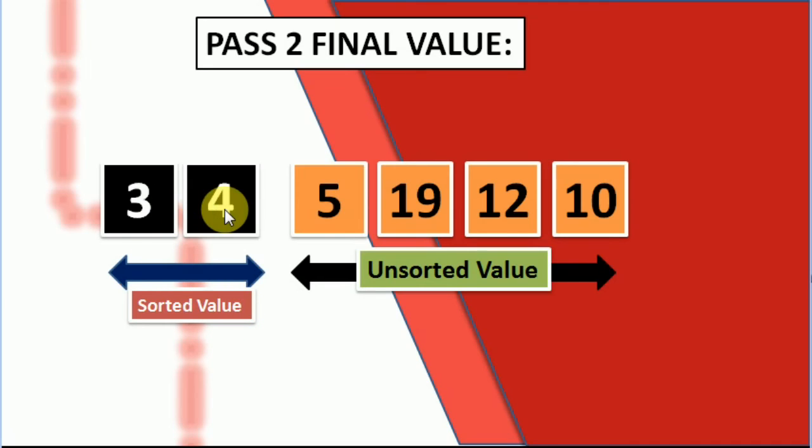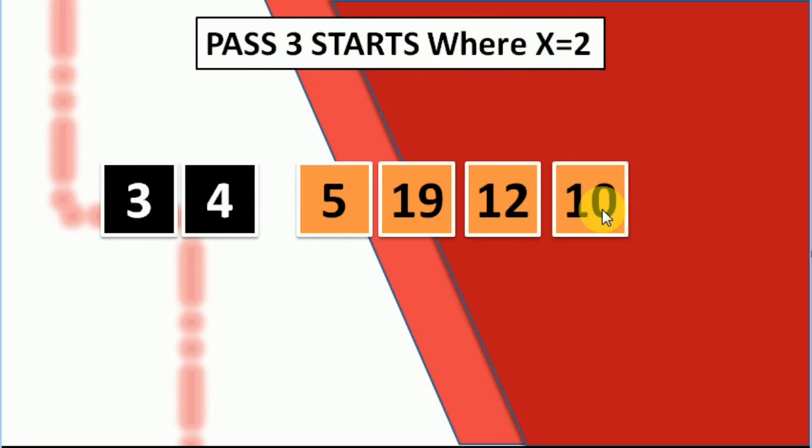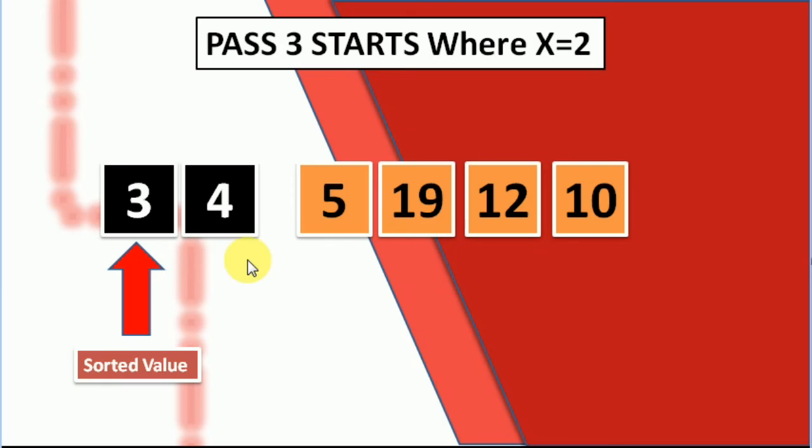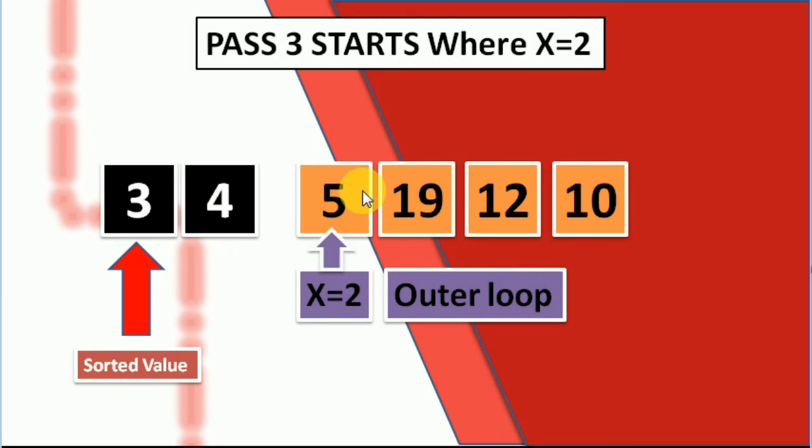Now 2 values are sorted. 3 and 4 are sorted, and how many unsorted values are still there? 5, 19, 12 and 10. So pass 2 is now finished. Now we move to the next one. What is that? Pass 3. When pass 3 starts, where is x? These are the sorted values. So where is x sitting? x is sitting at 2.